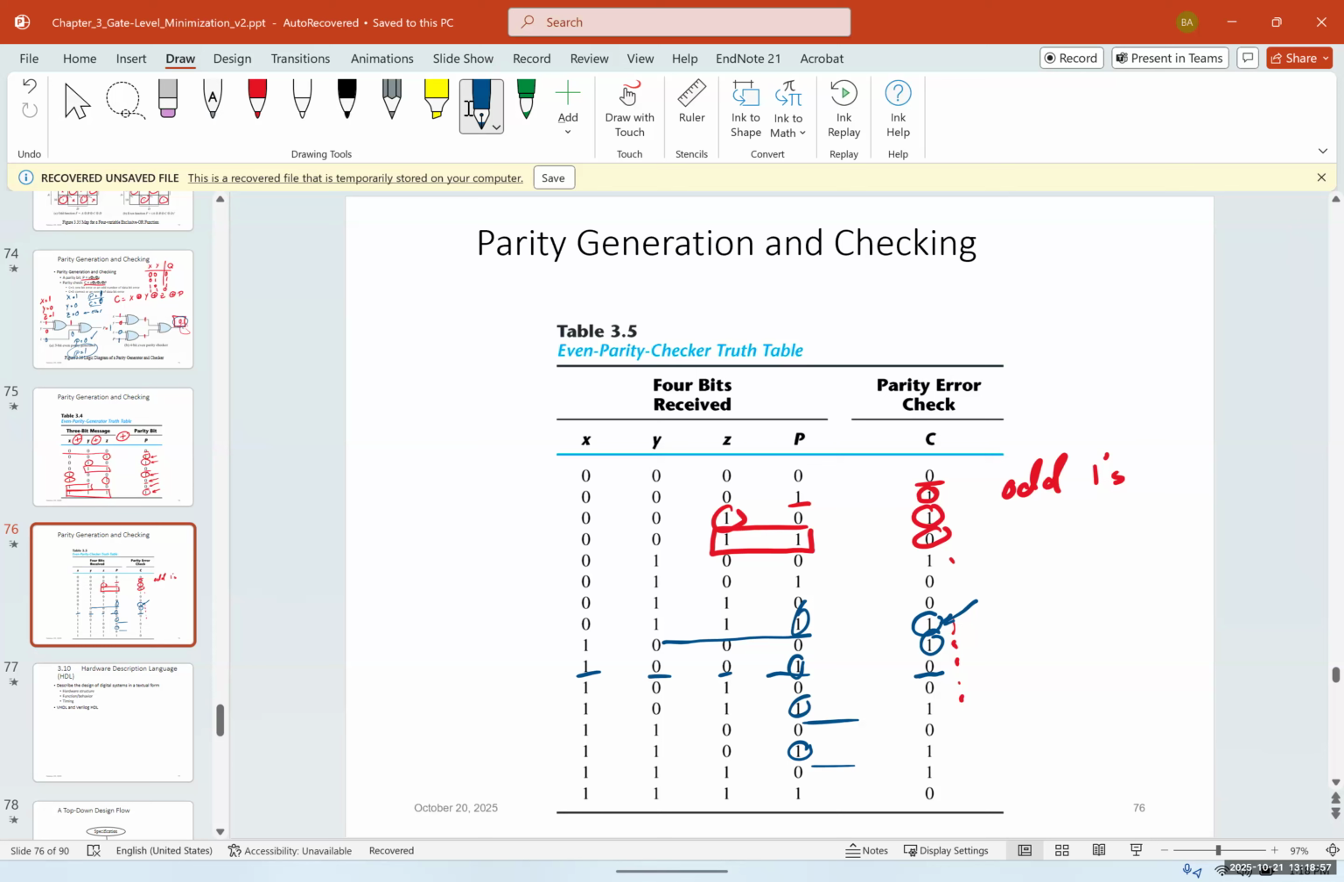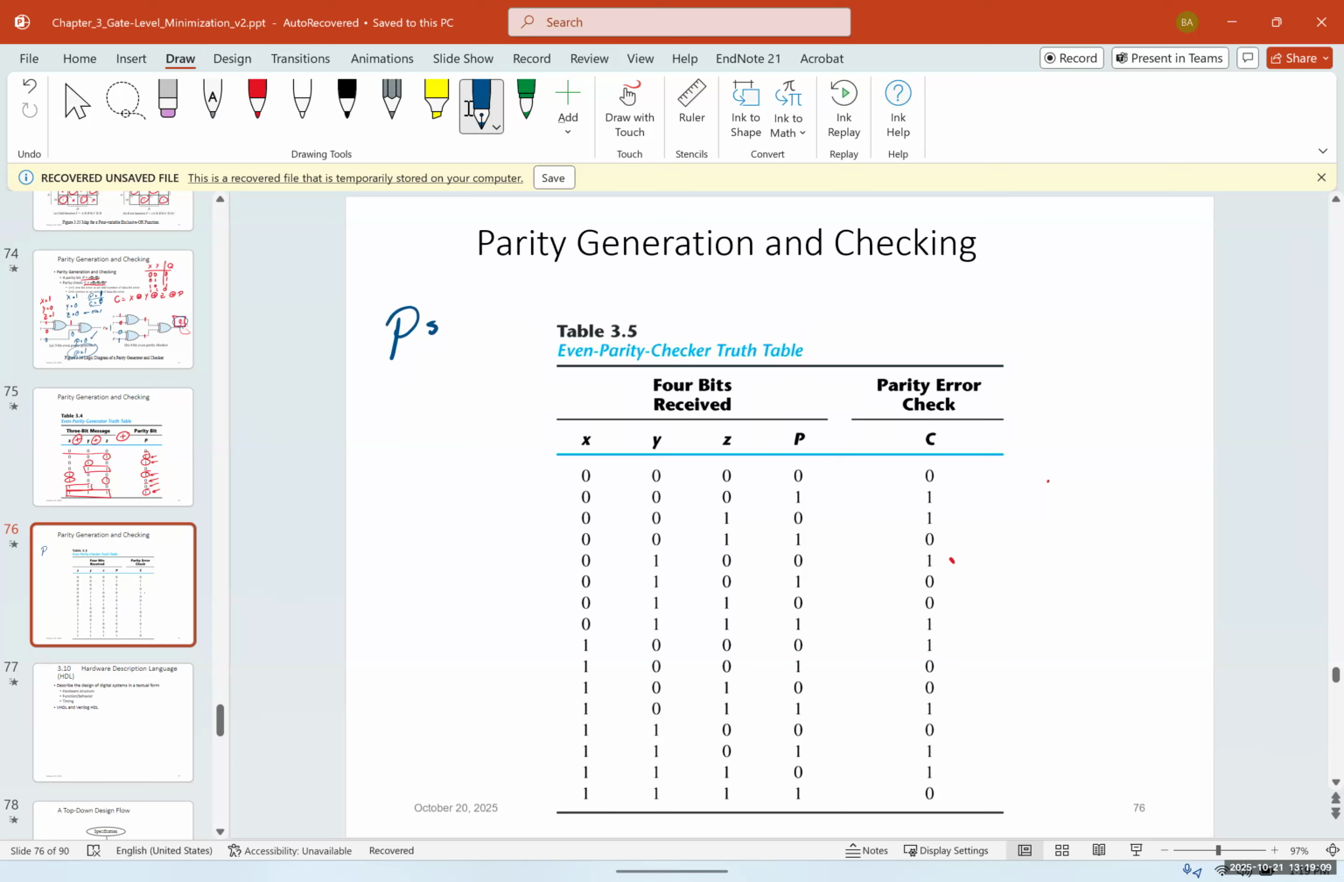And I'll give you more examples on the parity and the check as well. But for now, when you are given this table, the only thing that you need to know is that P is equal to X XOR Y XOR Z, and C is equal to X XOR Y XOR Z XOR P. And if we have an odd number of ones, we're going to have a 1 in the output. If we have an even number of ones, we're going to have 0 at the output.